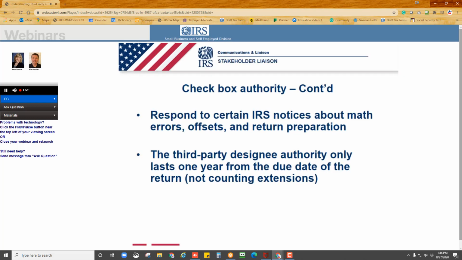Now, this next slide explains that third-party designees can also be used to respond to certain IRS notices. Again, these are notices usually about the processing of the return. These are math error notices, offsets for other obligations, questions about the return preparation, etc. Now, the second bullet listed on the slide there, the third-party designee authority only lasts 1 year from the original due date of the return, and that does not include extensions, 1 year from the original due date. And finally, I should mention that the third-party designation is also valid for Form 1040X, the amended tax returns, if those amended returns are filed within 1 year of the original due date. And again, that's not counting extensions.